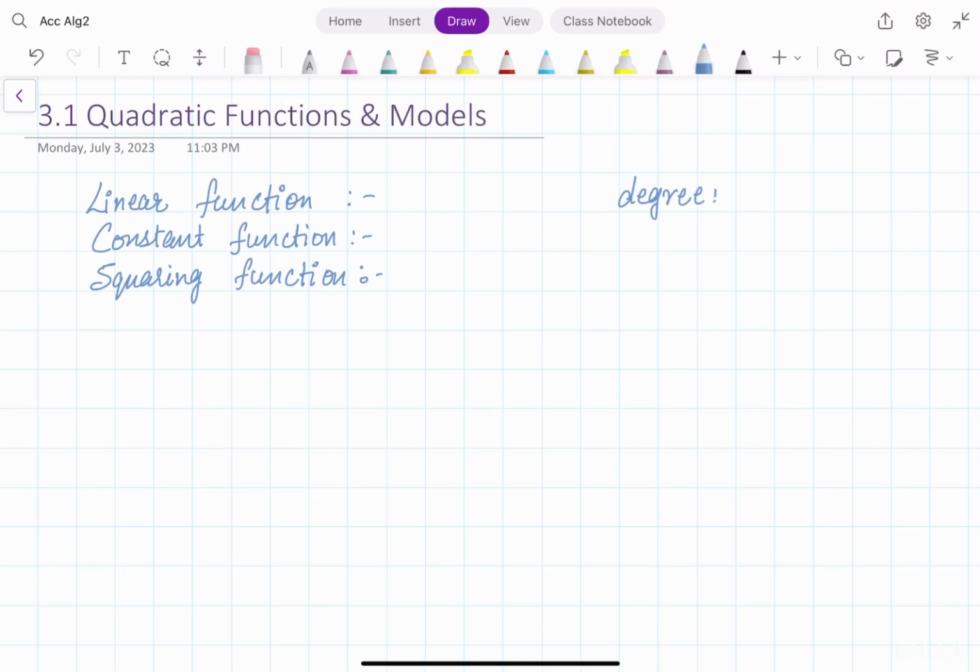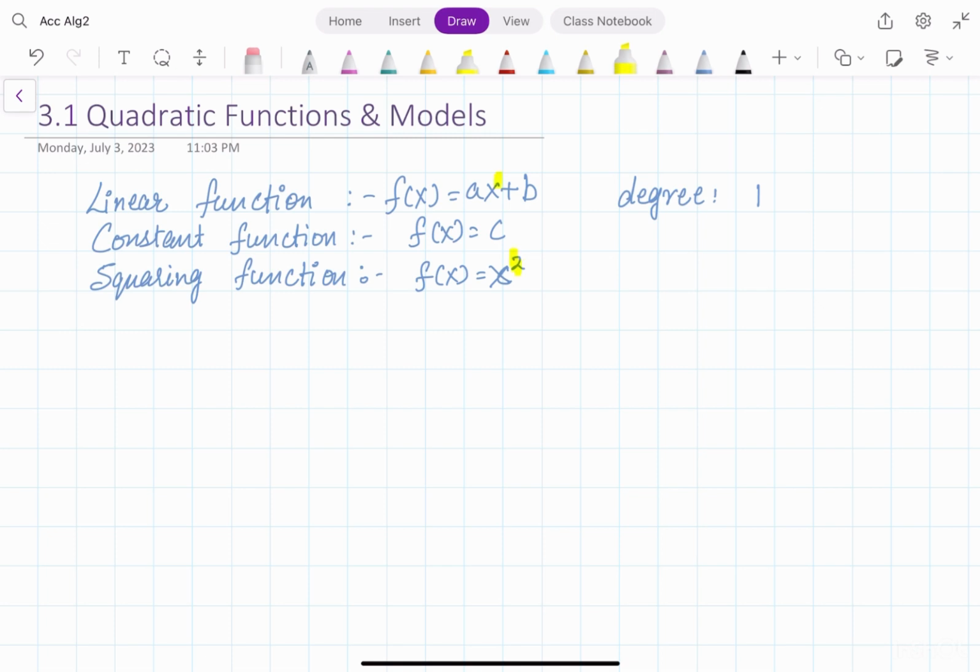Today we will be talking about quadratic functions and models. We have already talked about linear functions and squaring functions, so let's talk about them again. A linear function is in the form f(x) = ax + b. You commonly know it as mx + b. A constant is just a number, and the squaring function is x squared. That is the starting point of the quadratic, because when we add bx and c, it becomes a quadratic function.